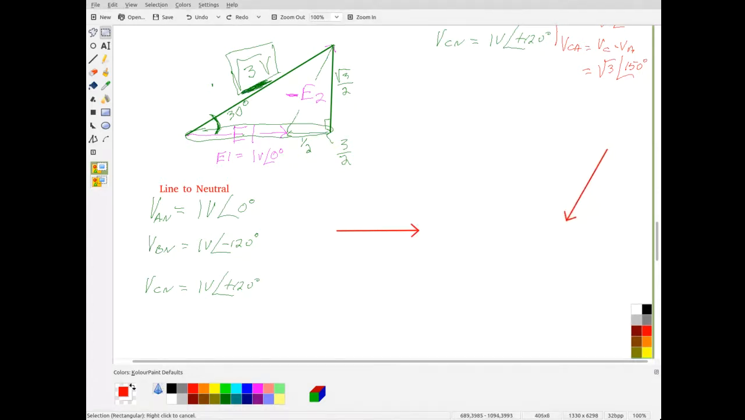Let's see. Let me set this over here. So this is... and then let me make another copy of this. Okay, and I'm going to rotate this one by 120 degrees in the other direction.